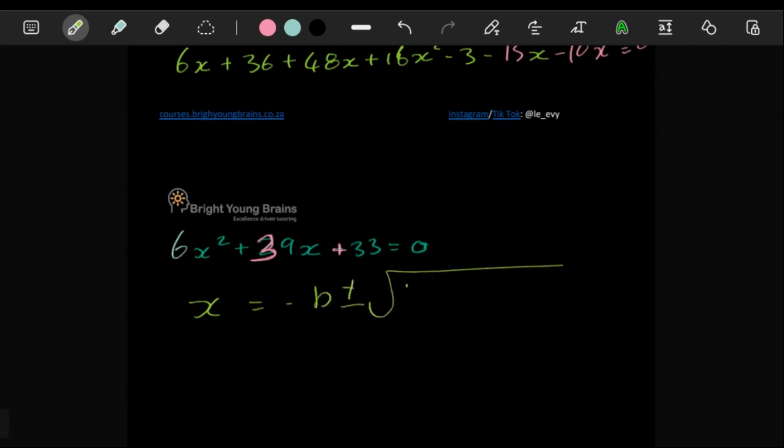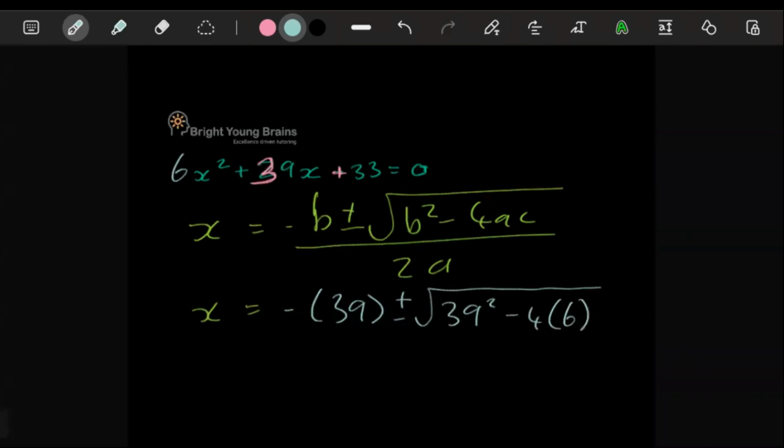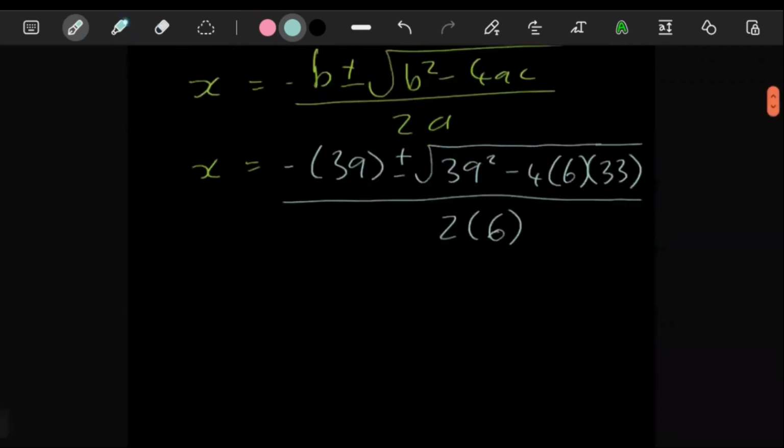Minus b plus minus the square root of b squared minus 4ac, over 2a. So this is like minus b, right? Minus b plus minus b squared minus 4. A is a 6. C is a 33. And then your A value here is a 6. There you go. Perfect. So let's see what the values of x are in our calculator. In the calculator, getting negative 11 over 2. The other one, getting negative 1.